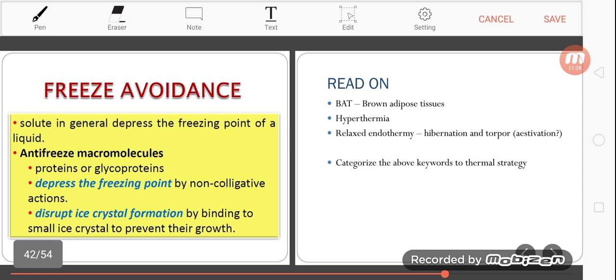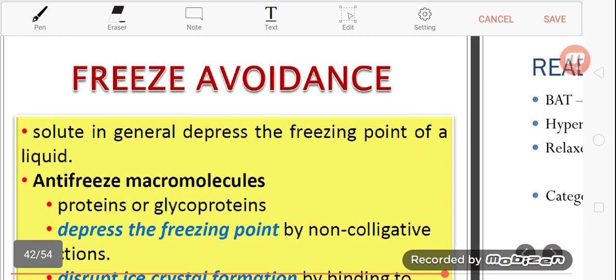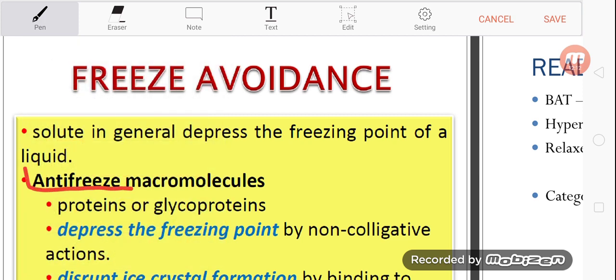For freeze avoidance, okay, solute in general depresses the freezing point of a fluid. Okay, that's this one. You can apply what we said just now. The solute inside the cell will cause no more movement of water outside the cell in freeze tolerance. But in this one, solute in general depresses the freezing point of a liquid. So there are antifreeze macromolecules, proteins or glycoproteins. For example here, it will depress the freezing point.